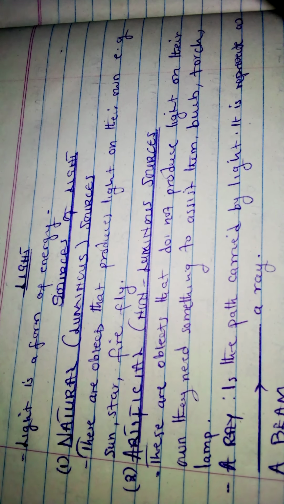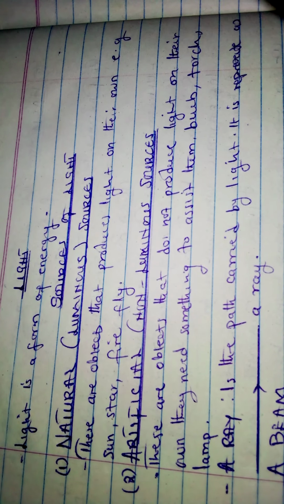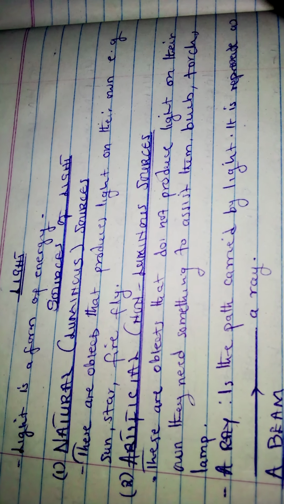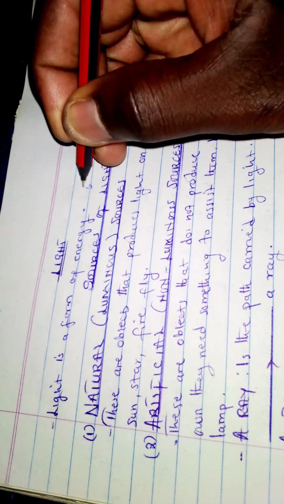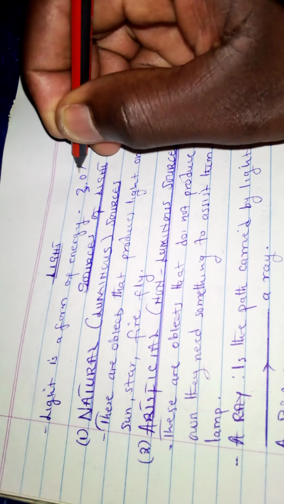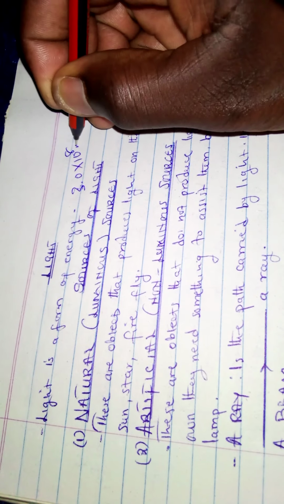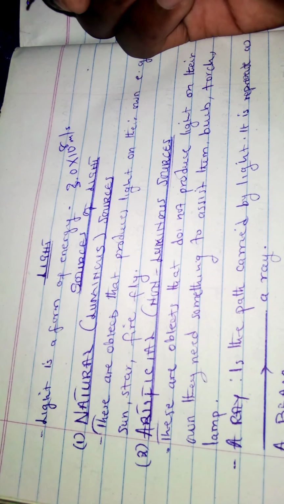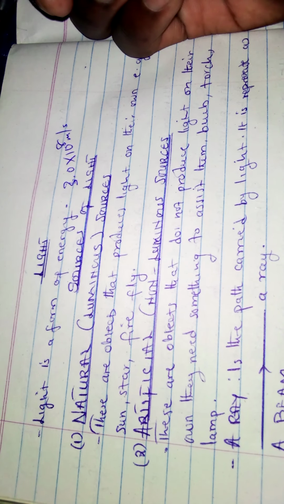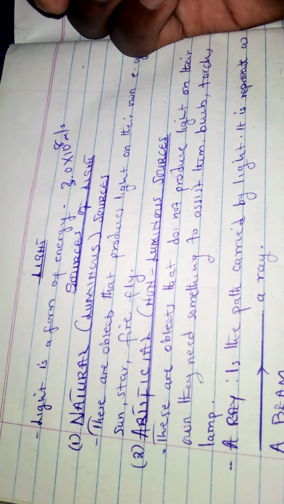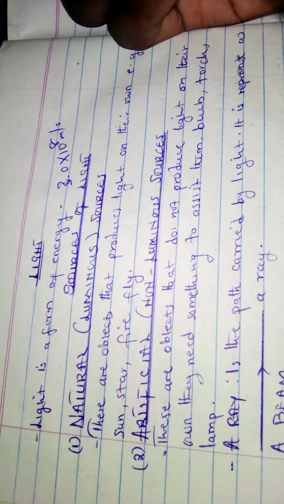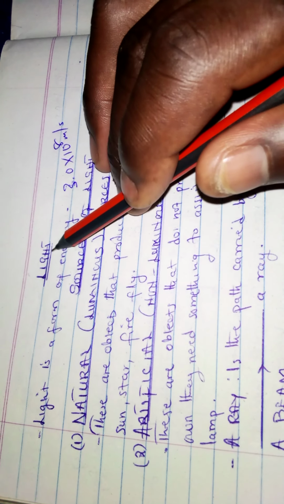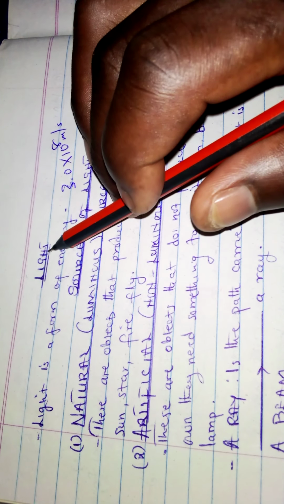Then light travels at a speed of 3.0 times 10 to the power 8 meters per second. So these characteristics that I've mentioned are the characteristics of electromagnetic waves, and light is one of them.